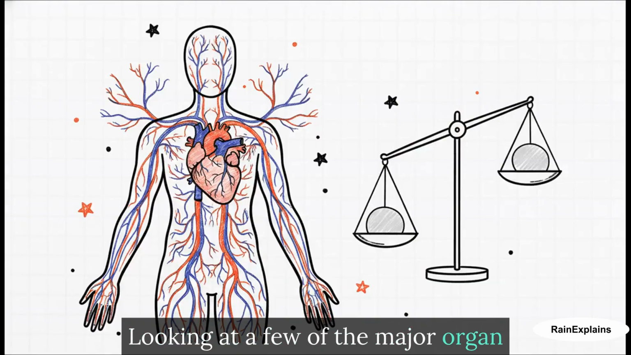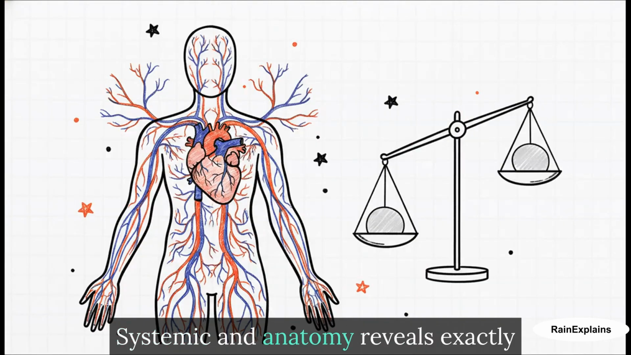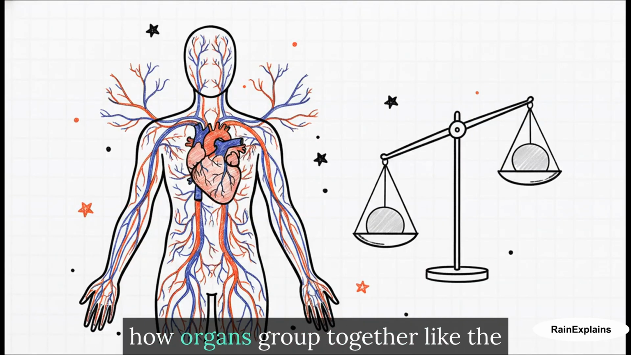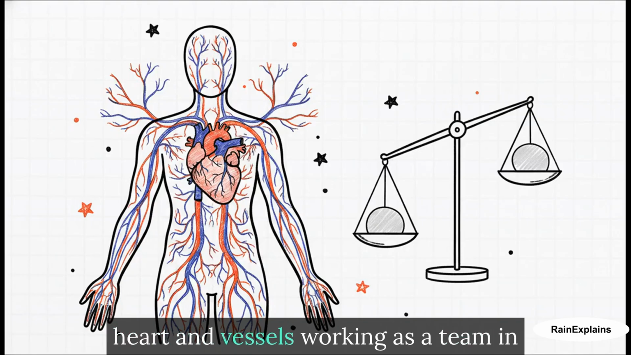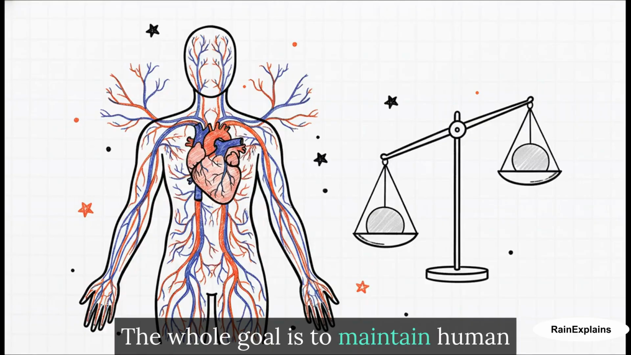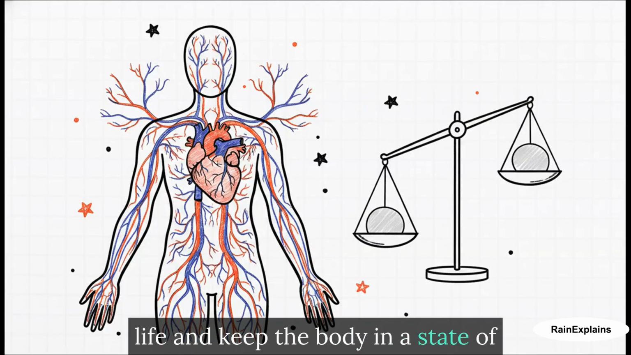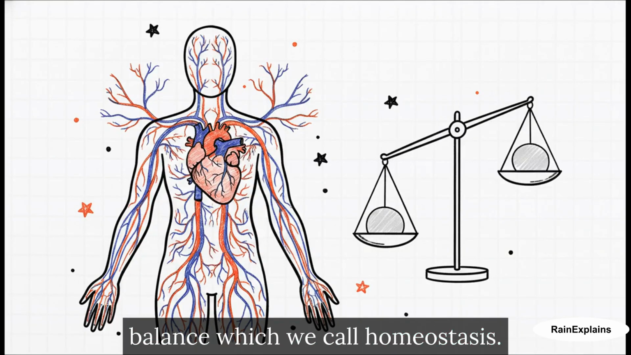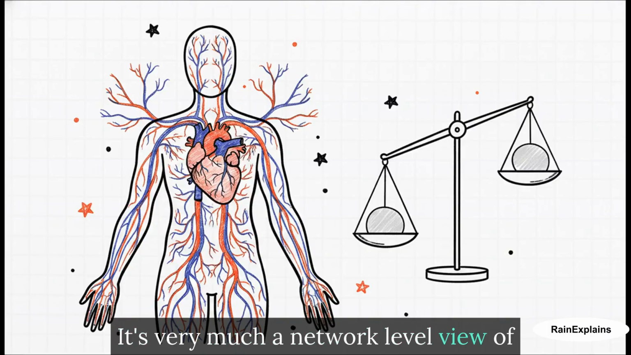Looking at a few of the major organ systems here. Systemic anatomy reveals exactly how organs group together, like the heart and vessels working as a team in the cardiovascular system. The whole goal is to maintain human life and keep the body in a state of balance, which we call homeostasis. It's very much a network-level view of function.